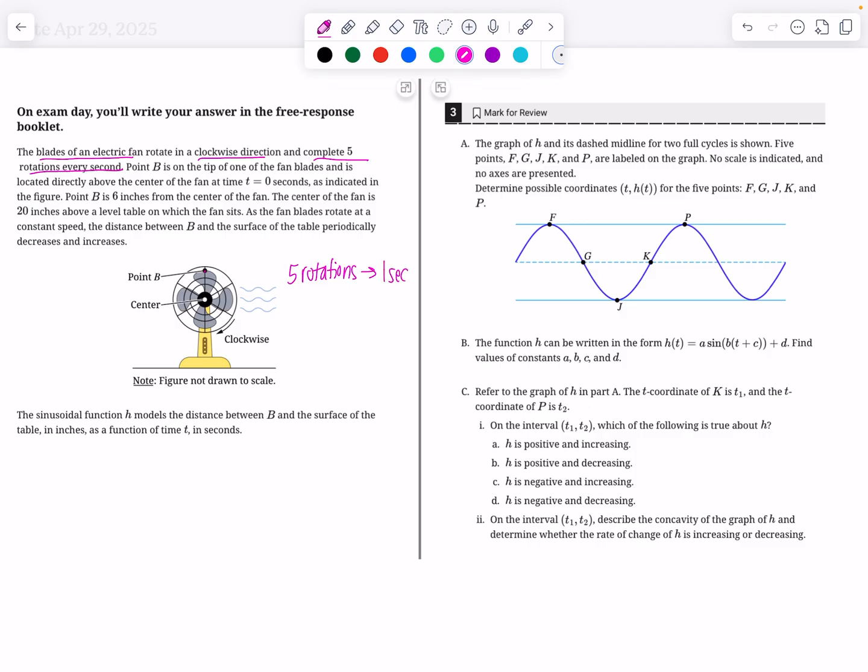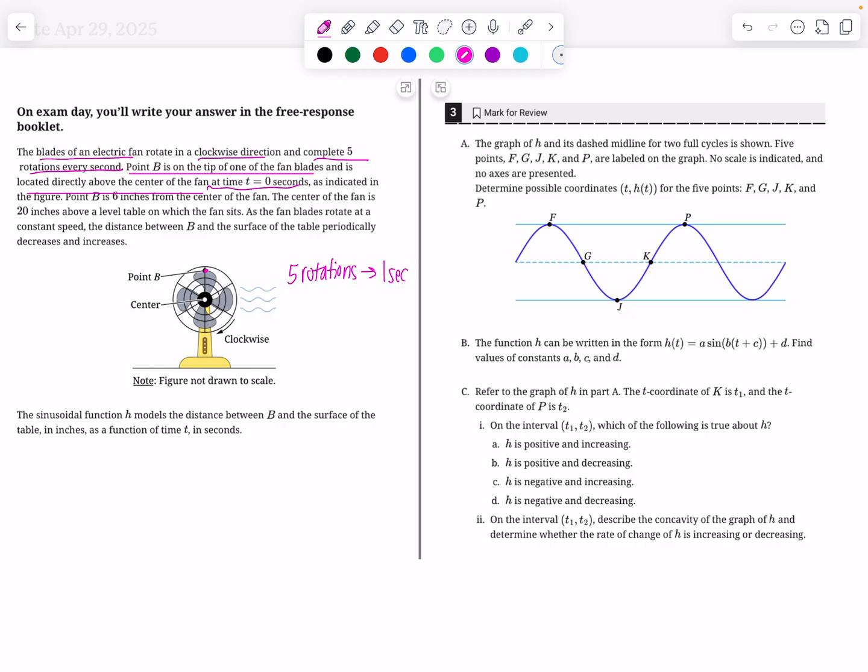Point B, so that's right here. Point B is on the tip of one of the fan blades and is located directly above the center of the fan. So while I'm reading, I'm constantly looking at the picture. So this is point B. This is at the tip of one of the fan blades, and it's located directly above the center of the fan at time equals 0 seconds.